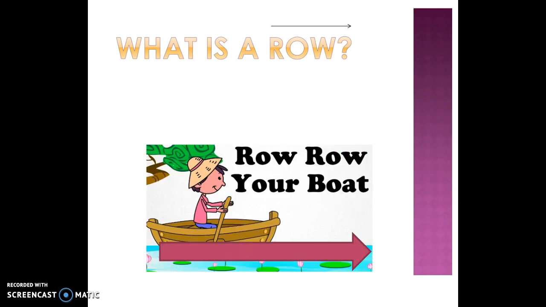Let's start by reviewing what is a row. A row is a horizontal line that goes from left to right. And as you can look here, it's a horizontal line that goes left and right. So our friend here is rowing across. So a way to remember is to row across. So a row is going across.